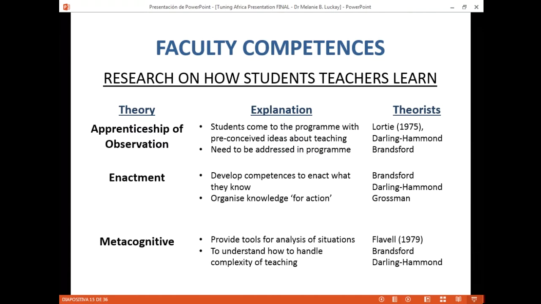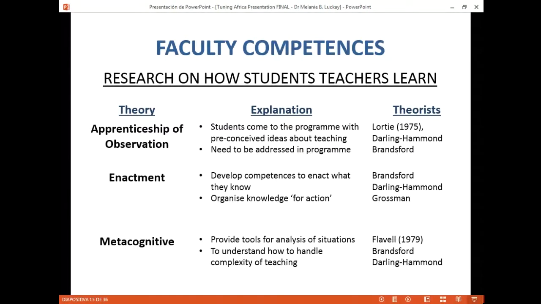Not just say, oh, I have all these beautiful ideas, I can do this and the other. We want them to understand what they're doing, right? And then there's the issue of metacognitive thinking. So we want to develop reflective teachers, teachers that can think about what they're doing. So thinking about your thinking.